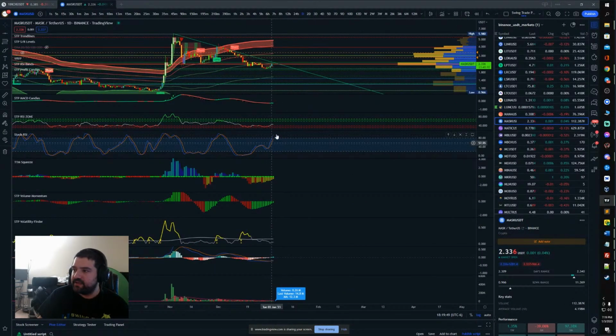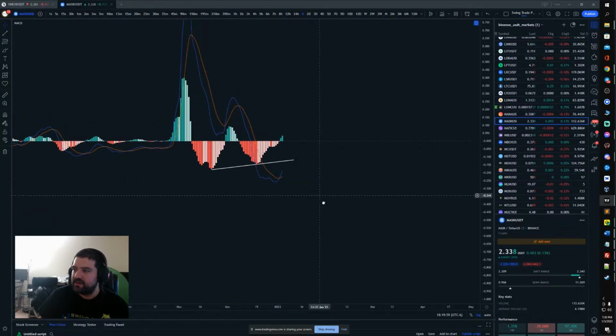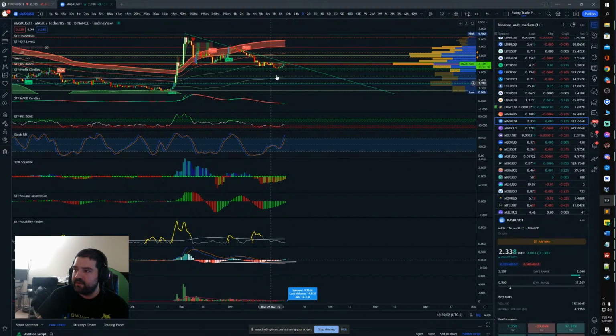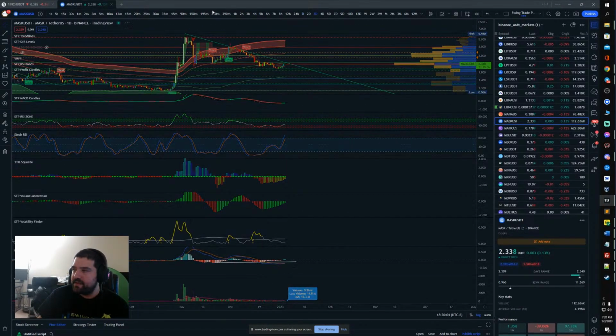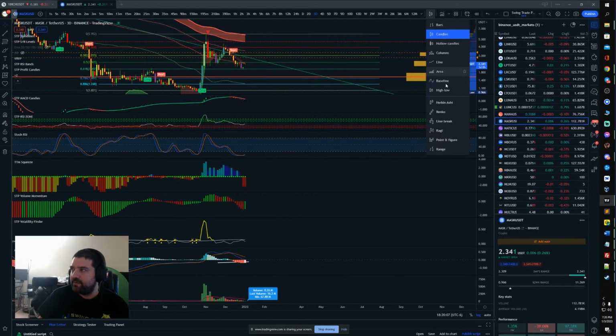We can see the daily stochastics are still pointing up. We're just getting a MACD cross. We're showing that bullish divergence. We have this low and higher low on the momentum oscillator, implying that we're going to see some upside, right? And so that's what we're talking about here on Mask Coin right now.